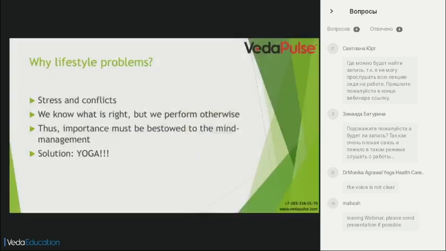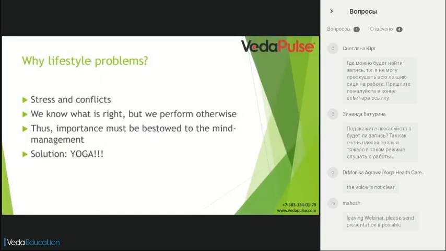And why are these lifestyle problems? They are because of the stress and conflicts. A lot of times we tend to overeat because we are stressed, and we don't exercise because of the depression.